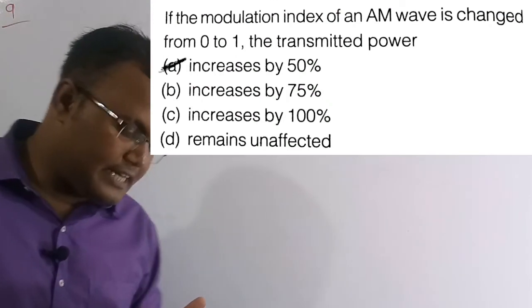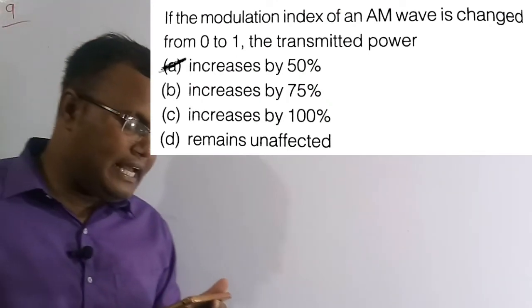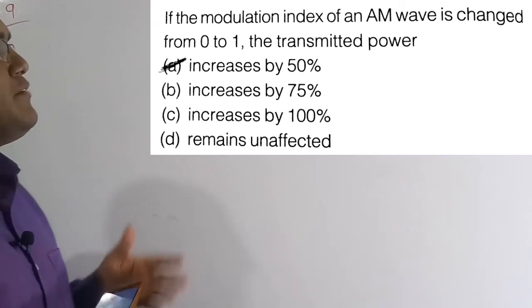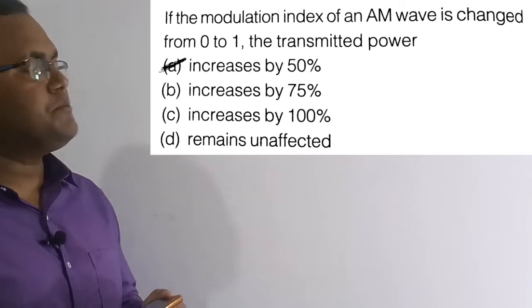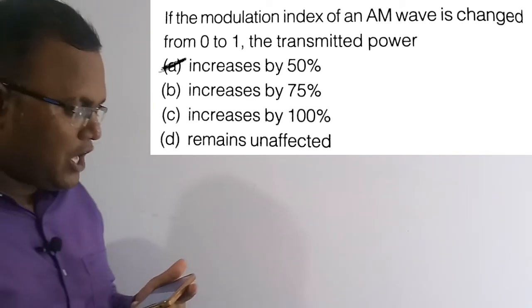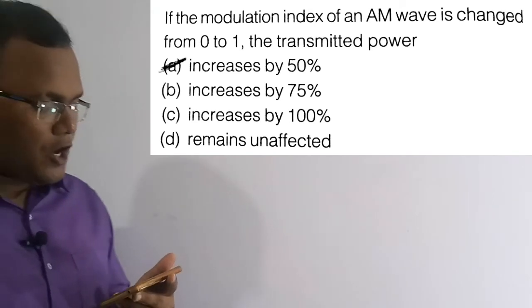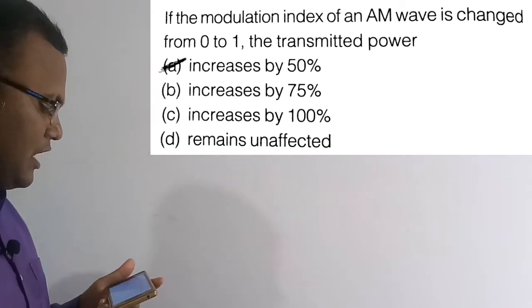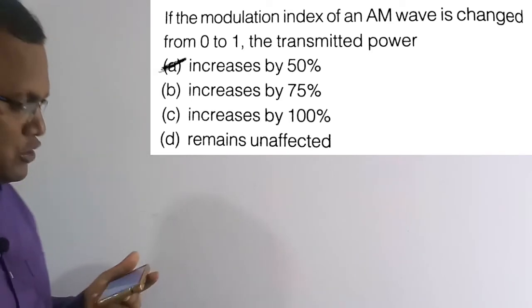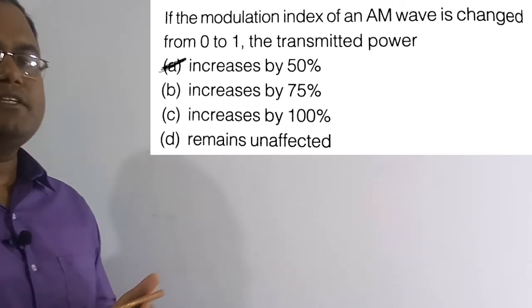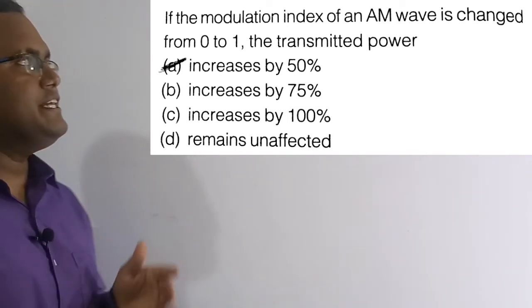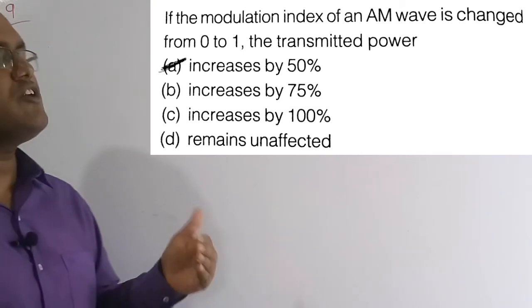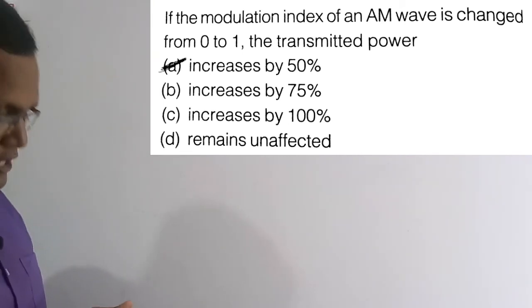Now we are going to solve the 9th question. See the question here. If the modulation index of an AM wave is changed from 0 to 1, the transmitted power is. So when the value of m changes from 0 to 1, what is the change in the transmitted power? Option A increases by 50%, option B increases by 75%, option C increases by 100%, and option D remains unaffected. Out of the 4 options, option A, increases by 50%, is the correct solution of this question. We need to find the amount of increase or decrease in the transmitted power. So let's solve this numerical.